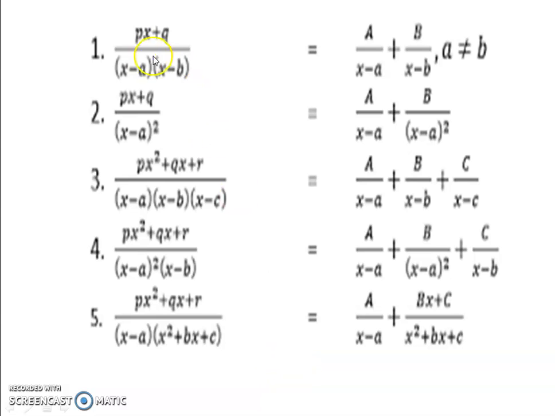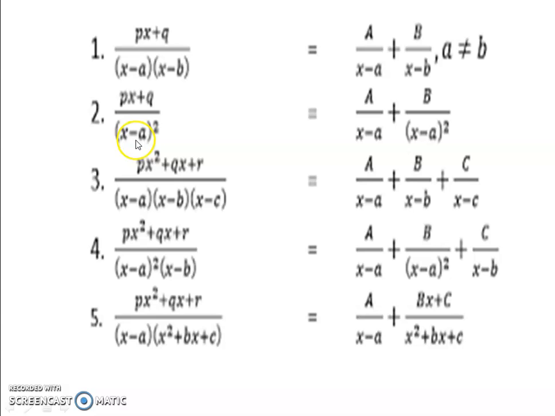I repeat again. In the first method, if px + q is the numerator upon (x − a)(x − b), these two being different factors, then we should write compulsorily capital A upon the first factor of the denominator plus capital B upon the second factor of the denominator. Be sure a is not equal to b.